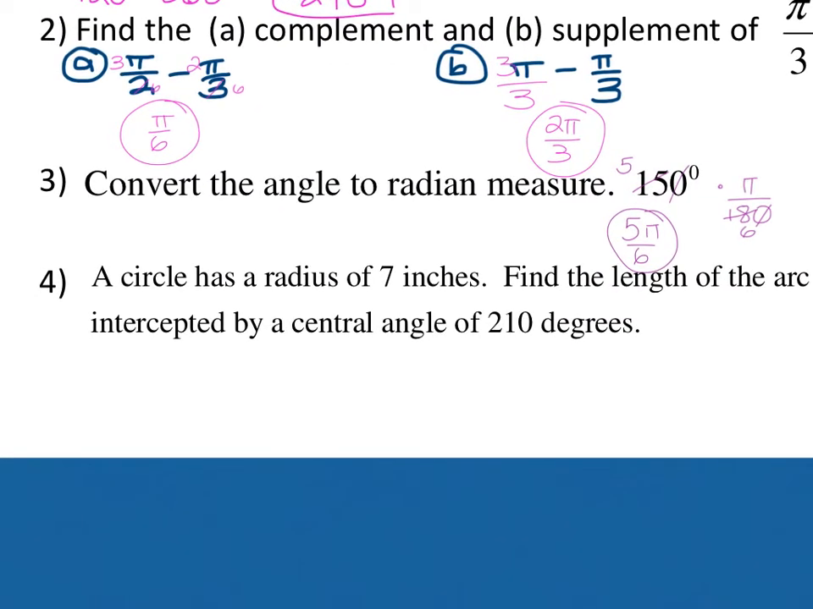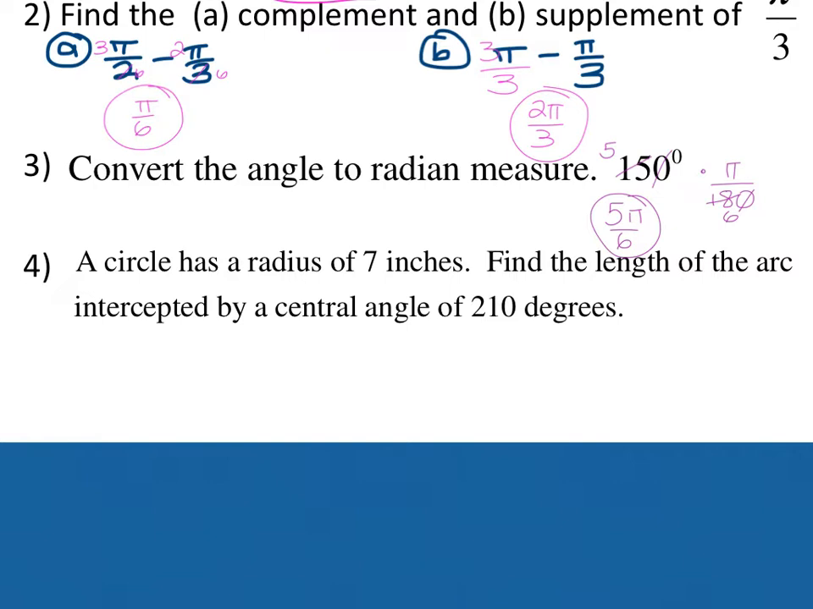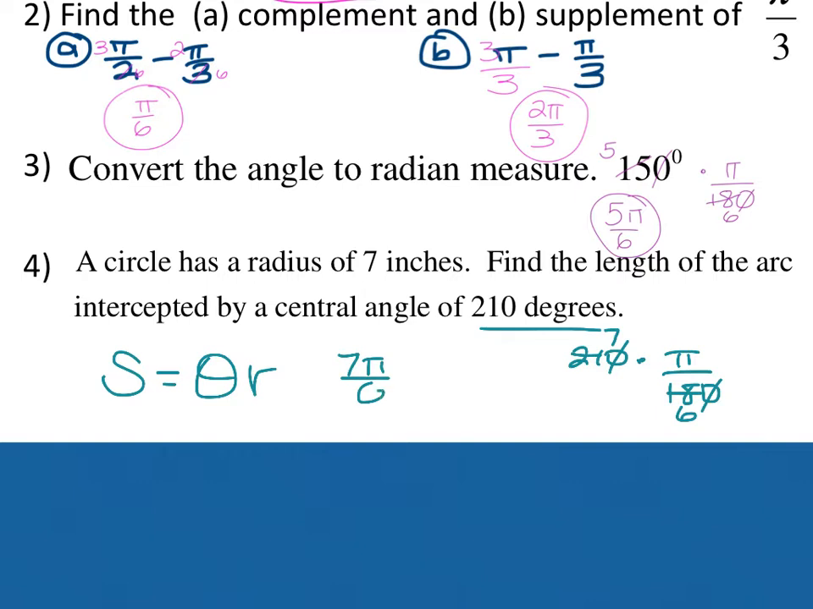And then the last thing is a circle has a radius of 7 inches. Find the length of the arc intercepted by the central angle of 210 degrees. So we said the equation for the arc length is S equals theta times R, but what is true about theta? Has to be in radians. So this 210, I first have to convert: 210 times pi over 180. Again, cancel through the zeros. And again, 3 goes into these, 7, 6. So that's 7 pi over 6 times 7, or 49 pi over 6. This time they gave you a unit, it's inches. So I'll use it on my answer.